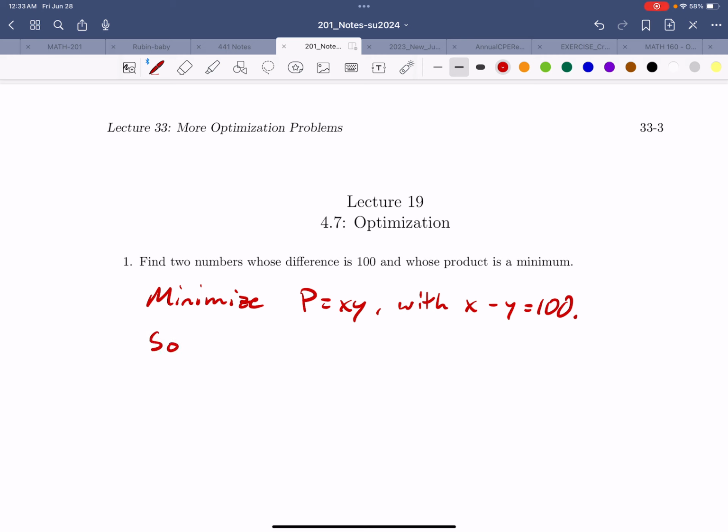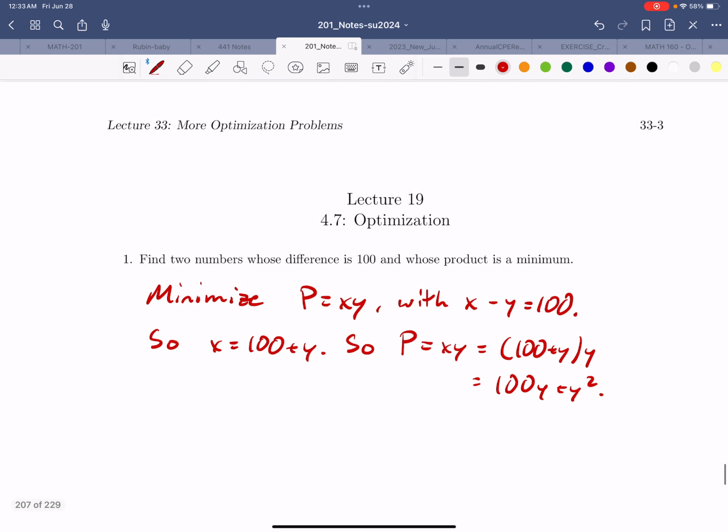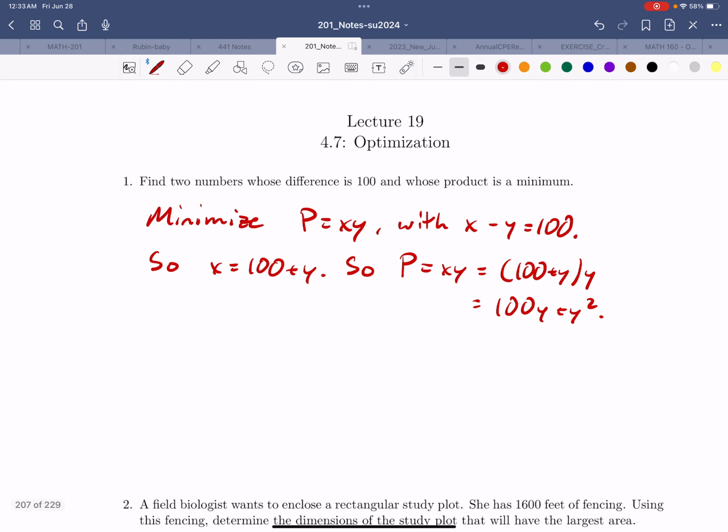Well, hold on a second. If x minus y equals 100, then x equals 100 plus y. So really, P equals xy, which equals 100 plus y times y, which equals 100y plus y squared. All right. So now we can minimize. Let P prime of y equal 100 plus 2y equals 0.